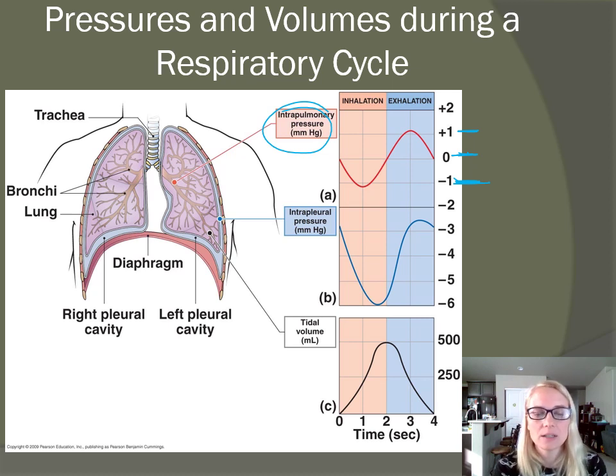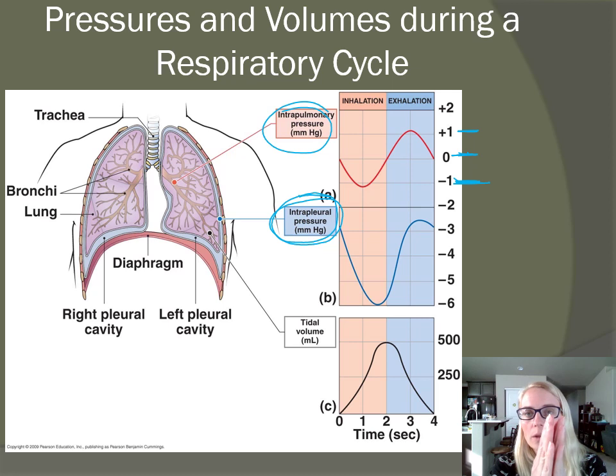This next pressure is called the intrapleural pressure. Intra is in between the pleura. So again, you have to go back to the anatomy parts if you haven't covered those yet. But if you remember, we had our pleural membrane. We had our visceral on the surface of the lungs, and the parietal on the wall of the cavity. And there's fluid inside, that pleural fluid.